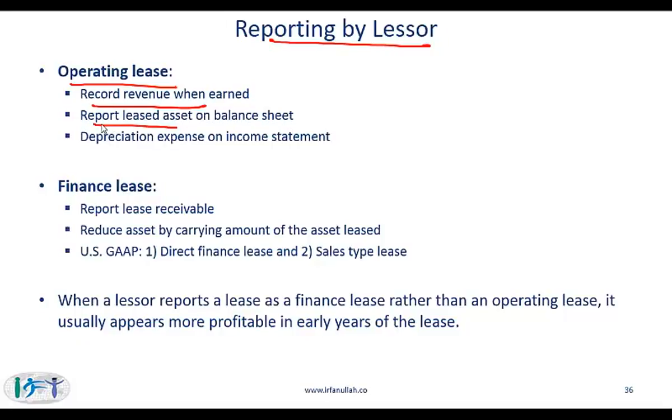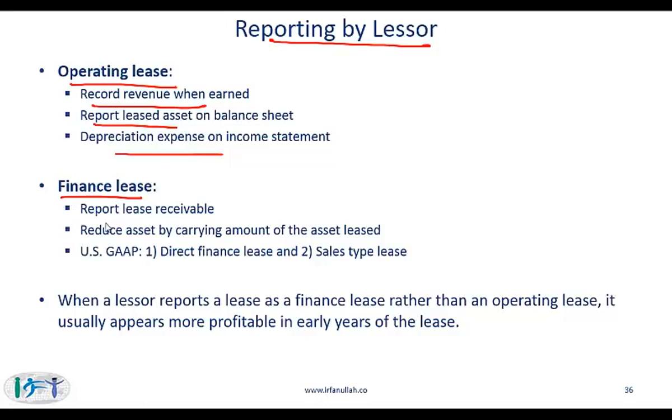So report the leased asset on the balance sheet. In other words, since we are categorizing this as an operating lease, the asset is not transferred. The asset remains on the balance sheet of the lessor, and that means the depreciation expense also is there for the lessor. What about a finance lease?